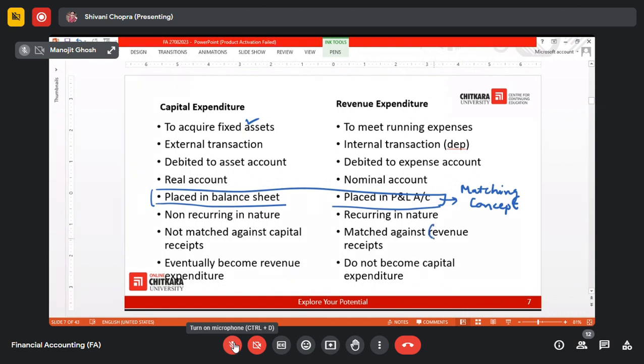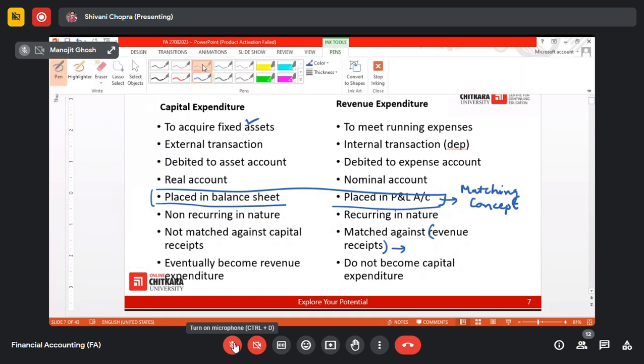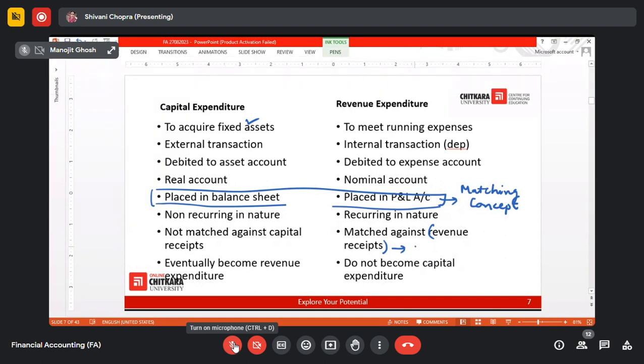What are revenue receipts? What do we mean by revenue receipts? The meaning of revenue receipts is sales.